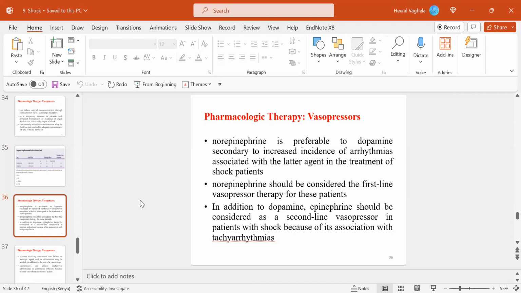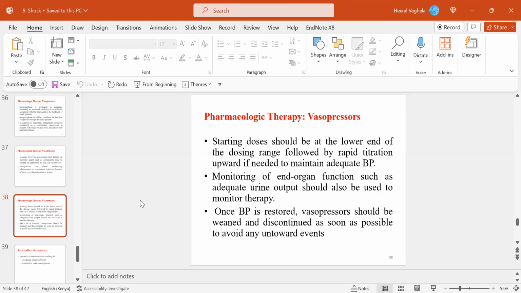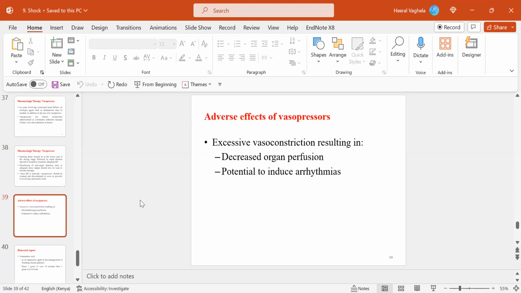Dopamine also can be given. And if the patient also has a concurrent heart failure, then dobutamine can also be added as a vasopressor. And with these vasopressors, you usually start with low doses and then you titrate up to the maximum dose.